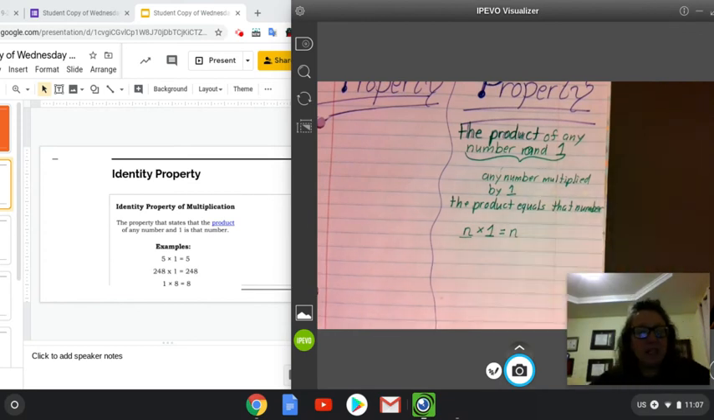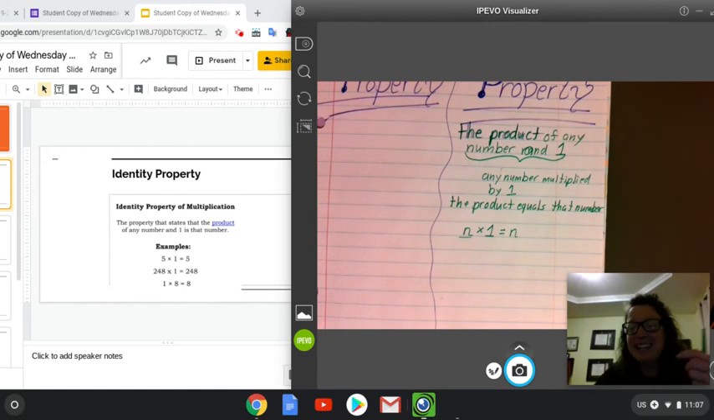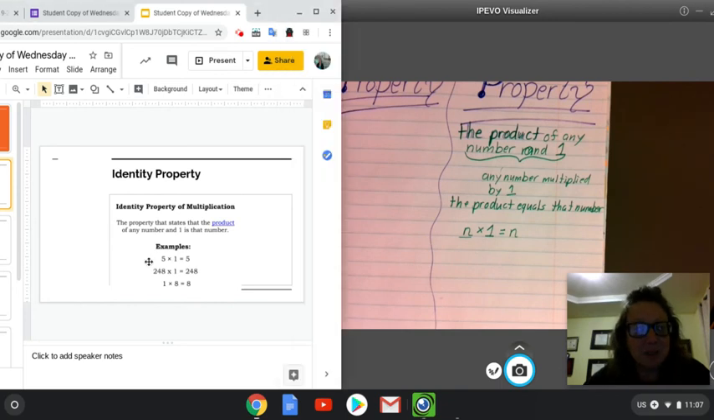If we look at our examples right here, so 5 times 1 equals 5 because it's like a mirror. Remember when we said the identity property is a mirror? So this 5 looks at itself in the mirror and it sees itself, a 5. Same thing for 248 times 1. It's still 248 because any number times 1 is that number.